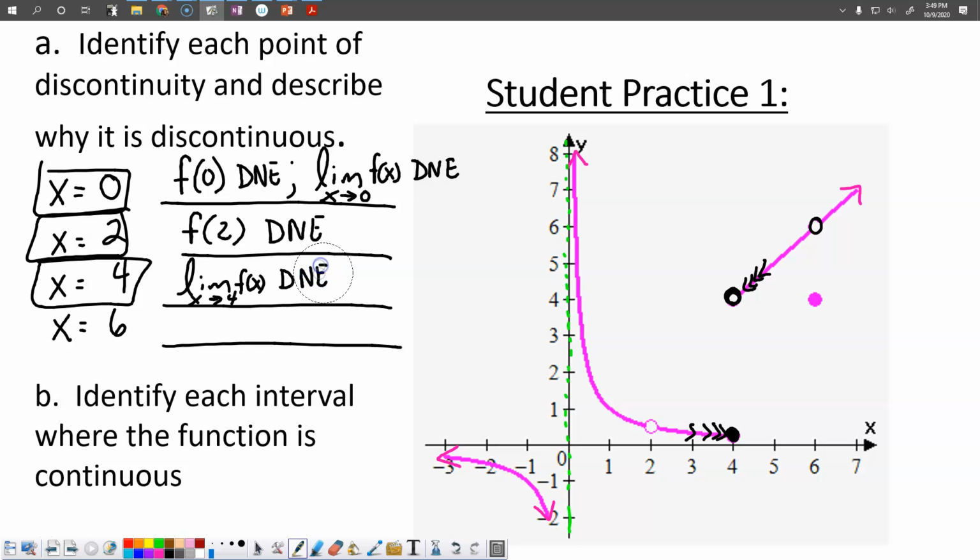But I also said I want you guys to be more specific than that, right? So let's be a little bit more specific. Why does the limit not exist? It's because the limit as x approaches 4 from the left is not the same as the limit when x approaches 4 from the right. Okay? All right, last one, number 6. See if you can figure out why there's a discontinuity at x equals 6.